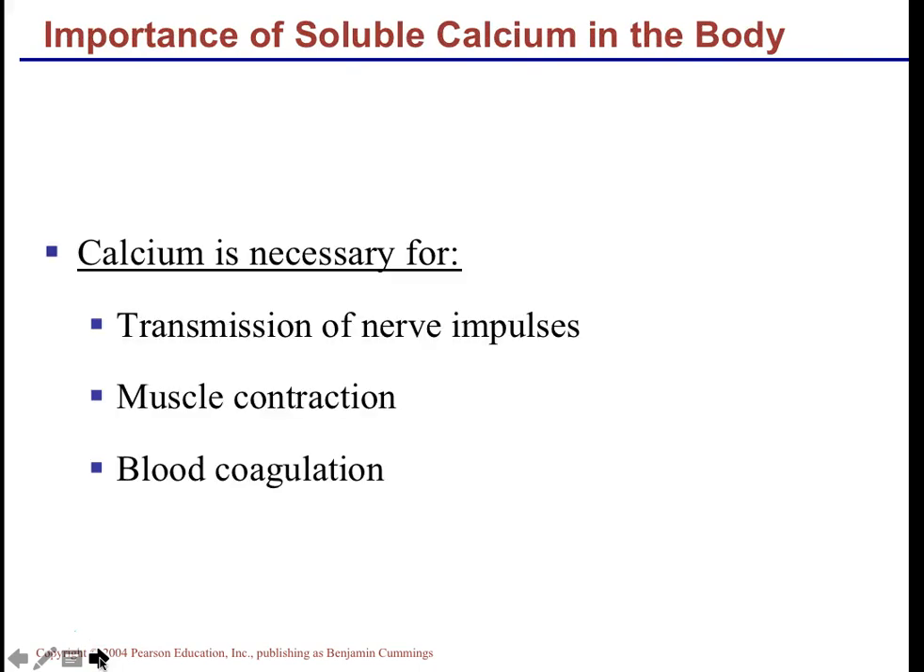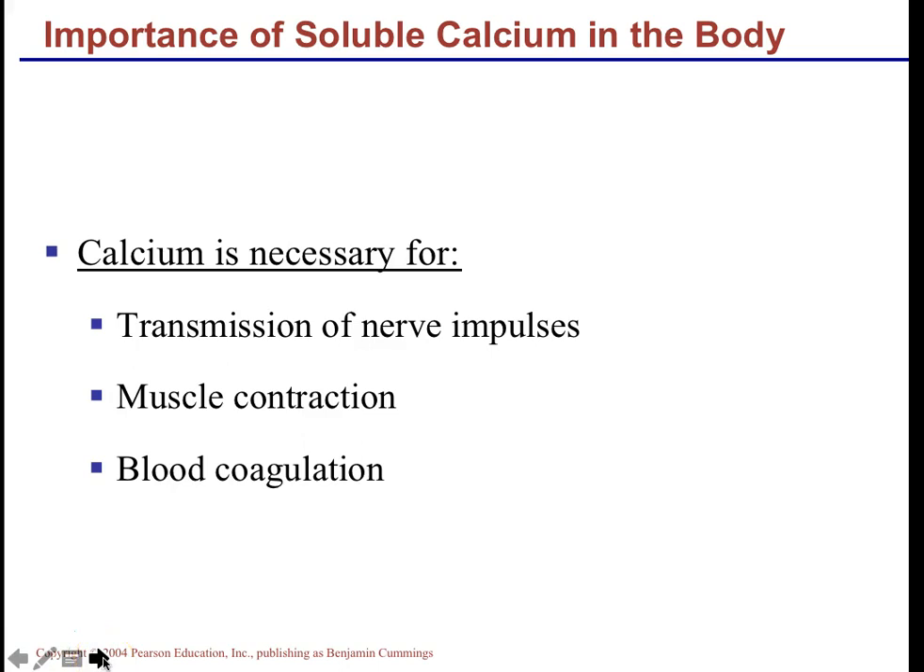All right, so why do you need serum calcium? You need serum calcium because calcium is absolutely necessary for transmission of nerve impulses and muscle contraction, whether skeletal, smooth, or cardiac, and calcium is also necessary for proper blood coagulation. So where do they get it? They get it from serum calcium.